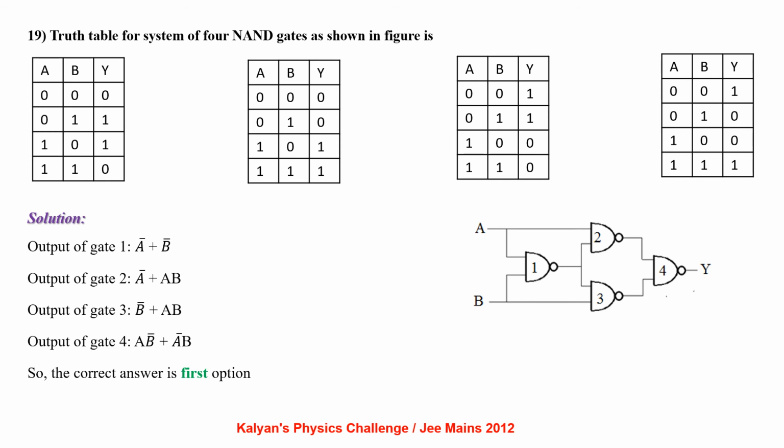Truth table for system of 4 NAND gates as shown in figure is: output of the first NAND gate is A bar plus B bar. Output of second NAND gate is A bar plus AB. Output of third gate is B bar plus AB. So the output of fourth gate is A B bar plus A bar B, which is known as exclusive OR gate. So the correct option is first table.